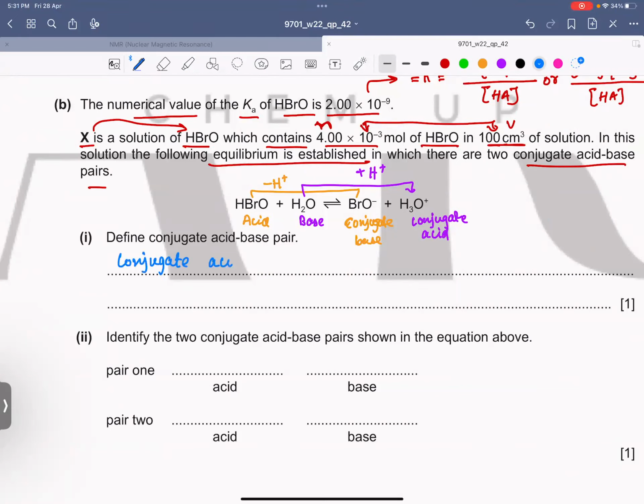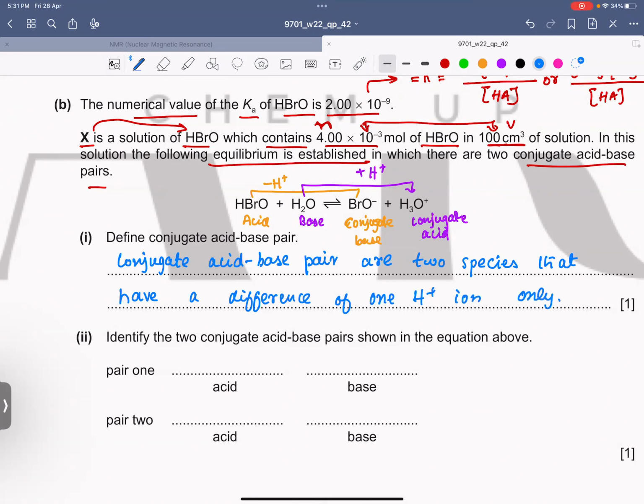Conjugate acid-base pairs are two species that have a difference of one H positive ion only. Is this understandable to everyone? Yes, is this clear? Yes, sir.